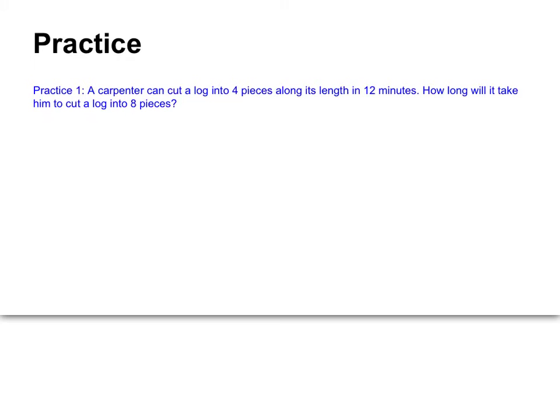Okay, let's see how we can solve this problem. A carpenter can cut a log into 4 pieces along its length in 12 minutes. How long will it take him to cut a log into 8 pieces? Now, some people would just jump to a conclusion almost right away when they see these words like 4 pieces, 12 minutes. They would quickly conclude that, oh, each piece must take 3 minutes to obtain, and so I'm going to multiply by 8 and get 24 minutes. But this is wrong. Why?